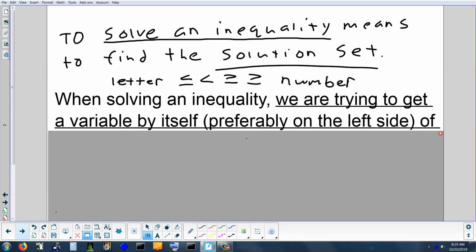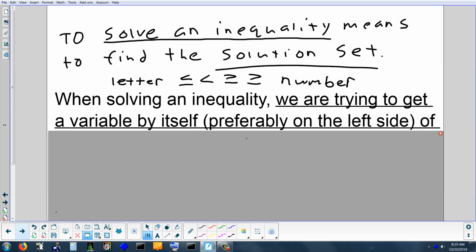We're doing these, right? But most of the time, besides solving it, you're also going to have to do what? You did it yesterday. We did it in the warm-up. You get a number line. Graph, right? So if you have to graph it, why is it important that you put the letter on the left side?